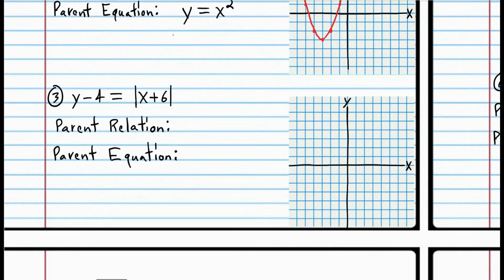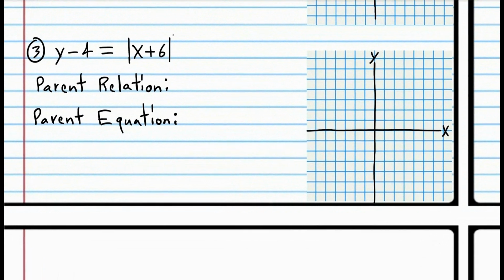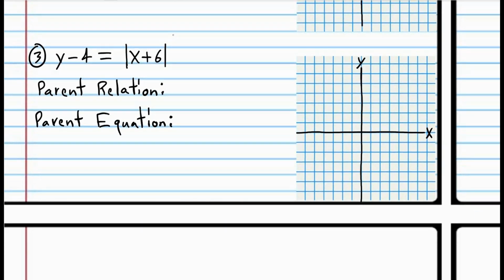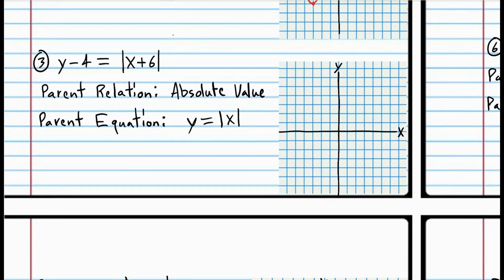You're going to use a reference point. So let's try another one here. We'll speed up a little bit. So what parent relation is this? Well, obviously it's the absolute value relation because we have an absolute value. The parent equation, if you look at your library of relations, is y equals absolute value of x. And you can look at your graph. You know there's a reference point at 0, 0.